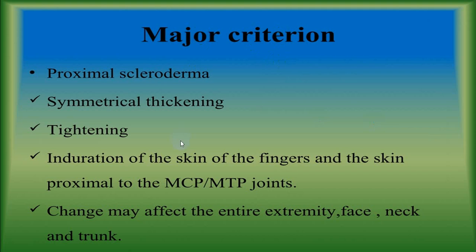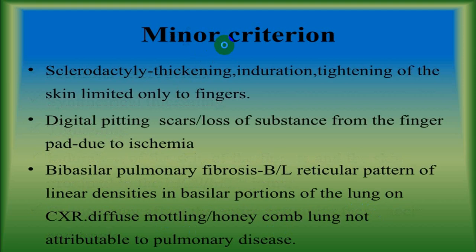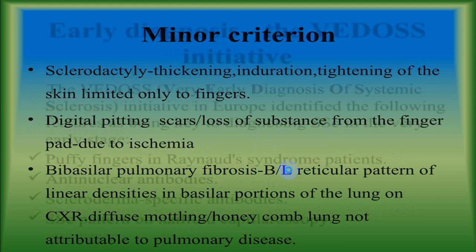So these are the major criteria: proximal scleroderma, symmetrical thickening, tightening, induration of skin of fingers and proximal to the metacarpophalangeal joints, and changes may affect the entire extremity, face, neck and trunk. This is included in major criteria. In minor criteria: sclerodactyly, digital pitting, loss of substance from the finger pads, bibasilar pulmonary fibrosis.